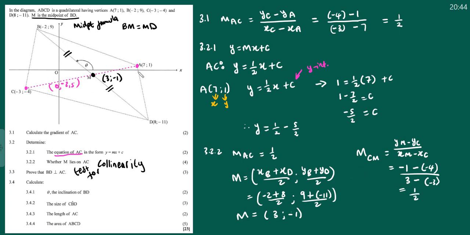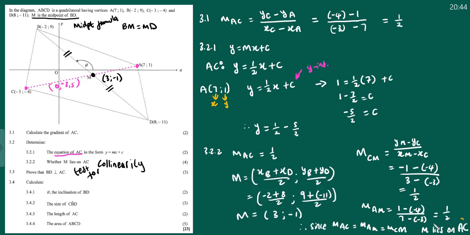Then you can calculate the gradient of MA or AM. The gradient of AM is going to be y of A, which is 1, minus negative 4, and then 7 minus negative 3. I think the answer should also be half. So therefore, since the gradient of AC is equal to the gradient of AM, which is equal to the gradient of CM, that means M lies on AC.